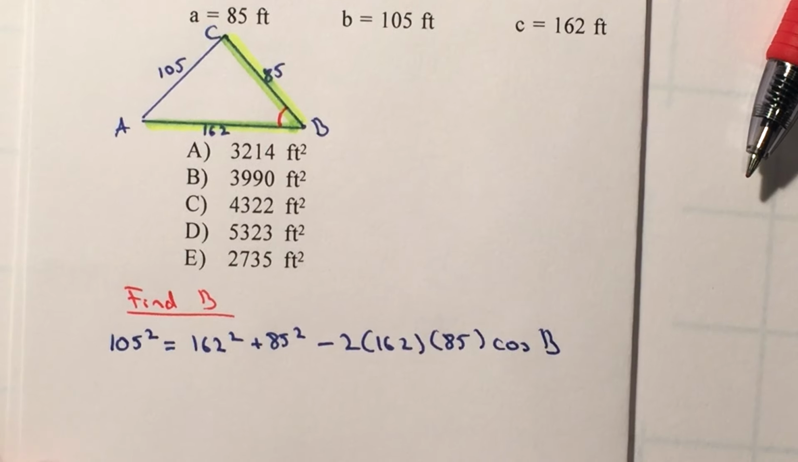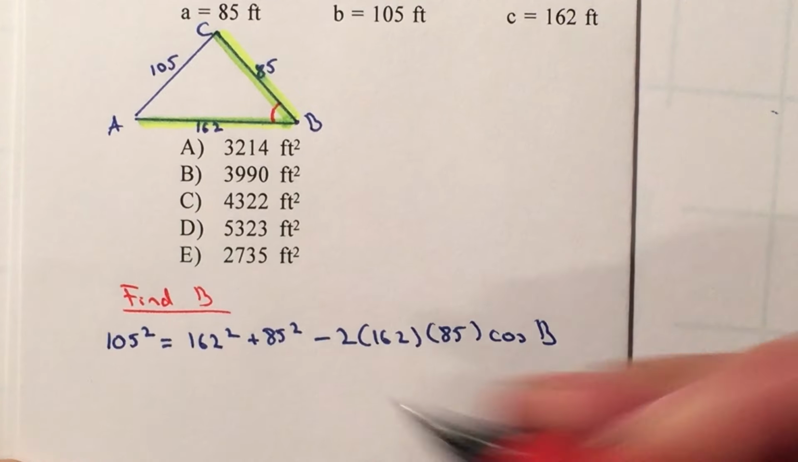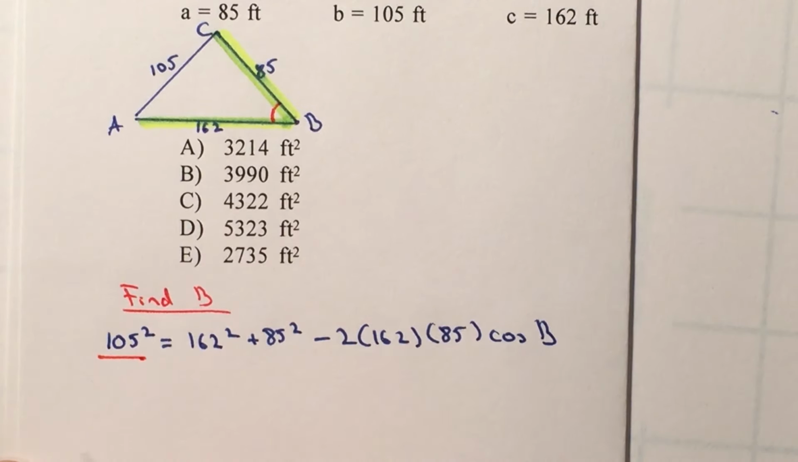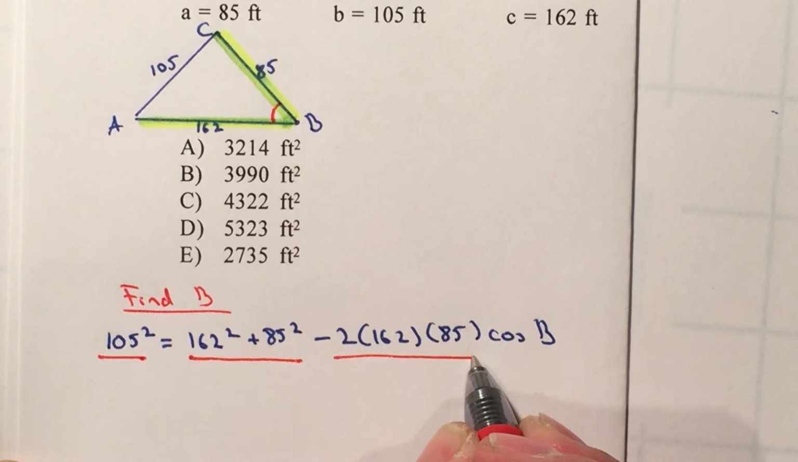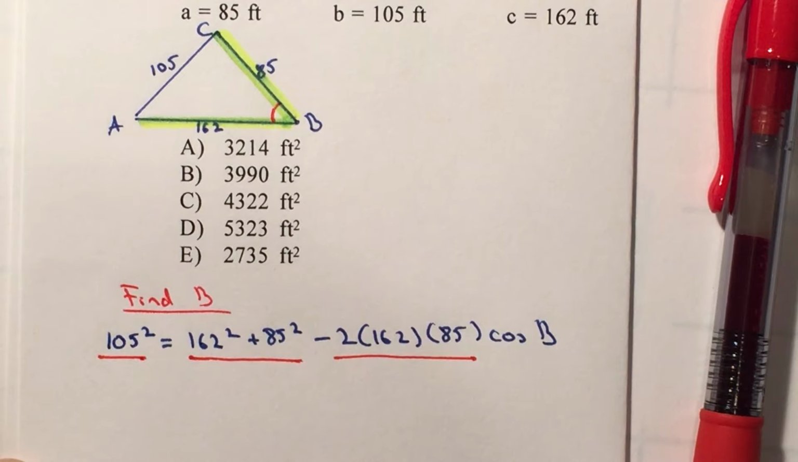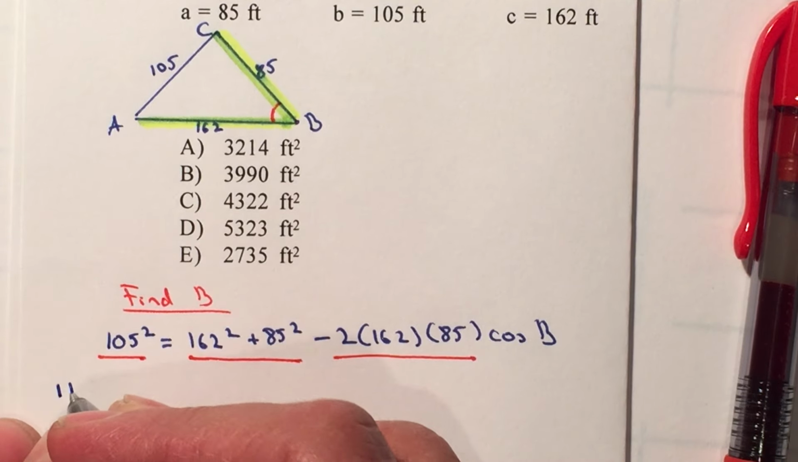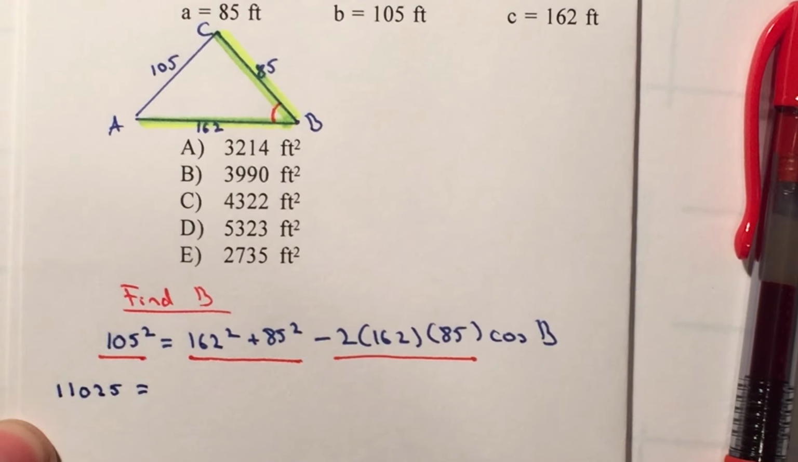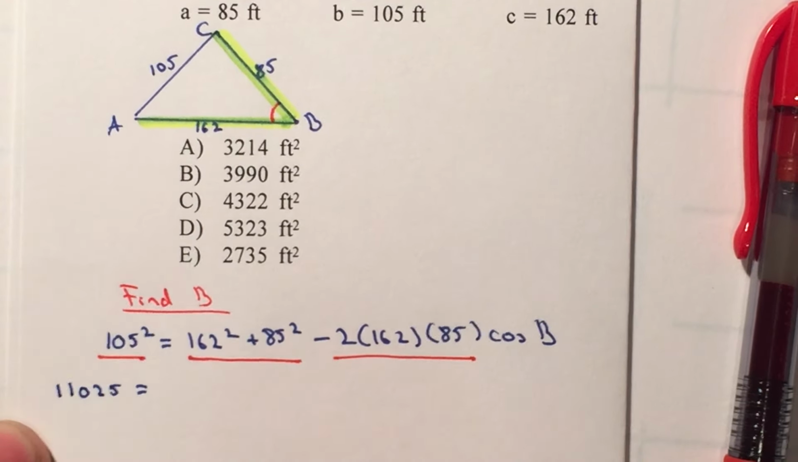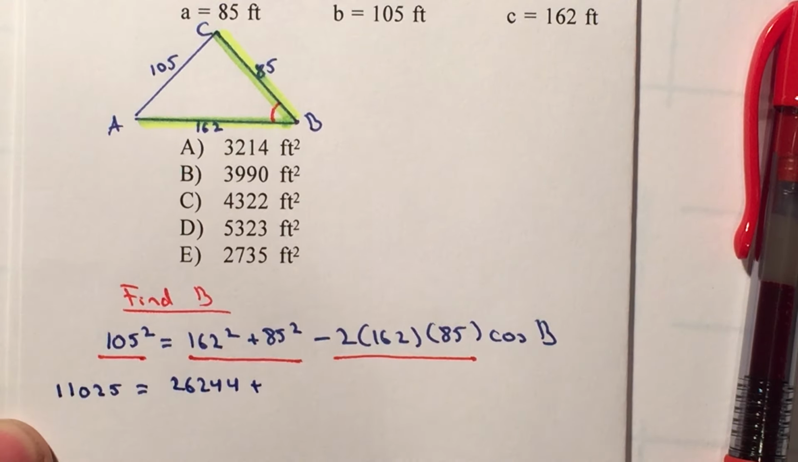Now, one of the most common mistakes is that people multiply everything at once in their calculator. I'm going to calculate this in the calculator. I'm going to calculate this since they're adding, and then this will be separate. So 105 squared is, and you're going to end up with large numbers, so just hang in there. You have 162 squared. 85 squared.